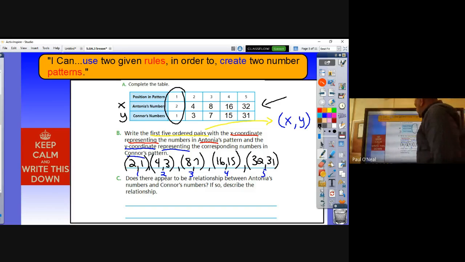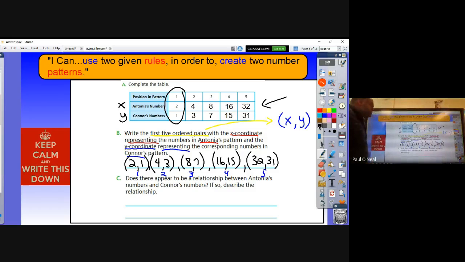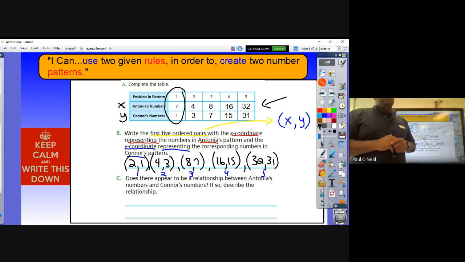Okay? C, does there appear to be a relationship between Antonia's numbers and Connor's numbers? If so, describe the relationship. Well, what does that mean? Do you notice anything that they may have in common? You might say, okay, well, I know Antonia's numbers are going by 2, so they're being doubled. Connor's numbers, we added 1, and then we multiply that by 2. You are absolutely right. That's the rule that we followed.